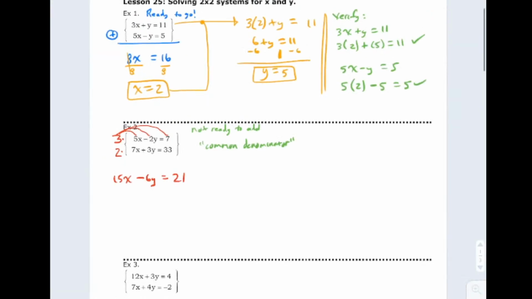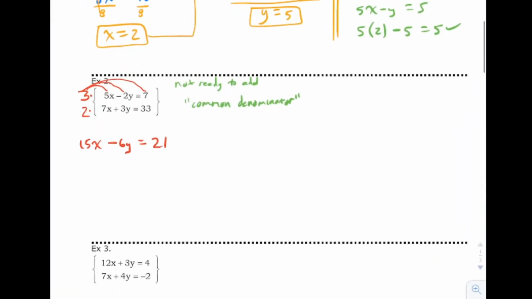On the bottom, what did we do? We got 2 times 7x is 14x. 2 times 3y is a plus 6y. And 2 times 33 is 66. And now we are ready to add, because look what we got going on here: the minus 6y and the plus 6y. If we add these two equations together, those are going to go poof. There won't be any more y terms. That's what we're looking for.